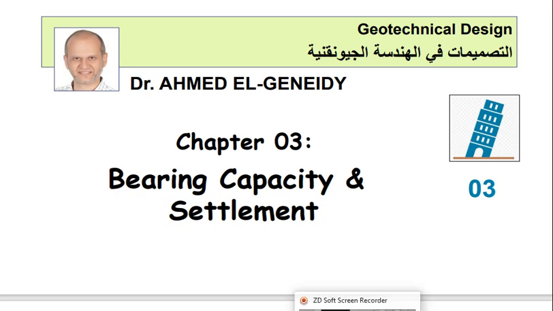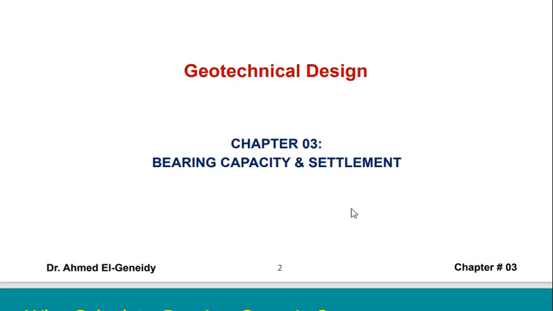Why did I say bearing capacity and settlement? I could have said bearing capacity only, but I want to stress the term settlement because, as you will see, it is very important that we discuss settlement. It may be more important than bearing capacity. We will see that in the early years of geotechnical engineering, bearing capacity was enough. But later they discovered that settlement is more important than bearing capacity in many cases. So we have to study bearing capacity and settlement at the same time.